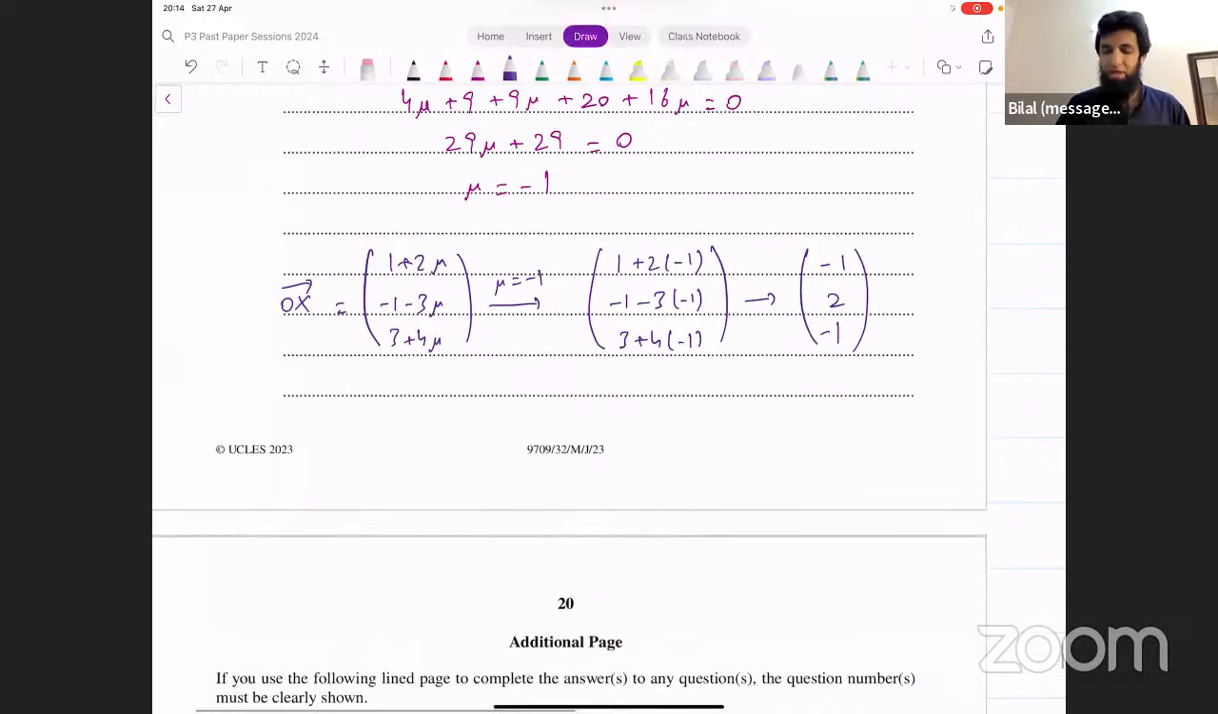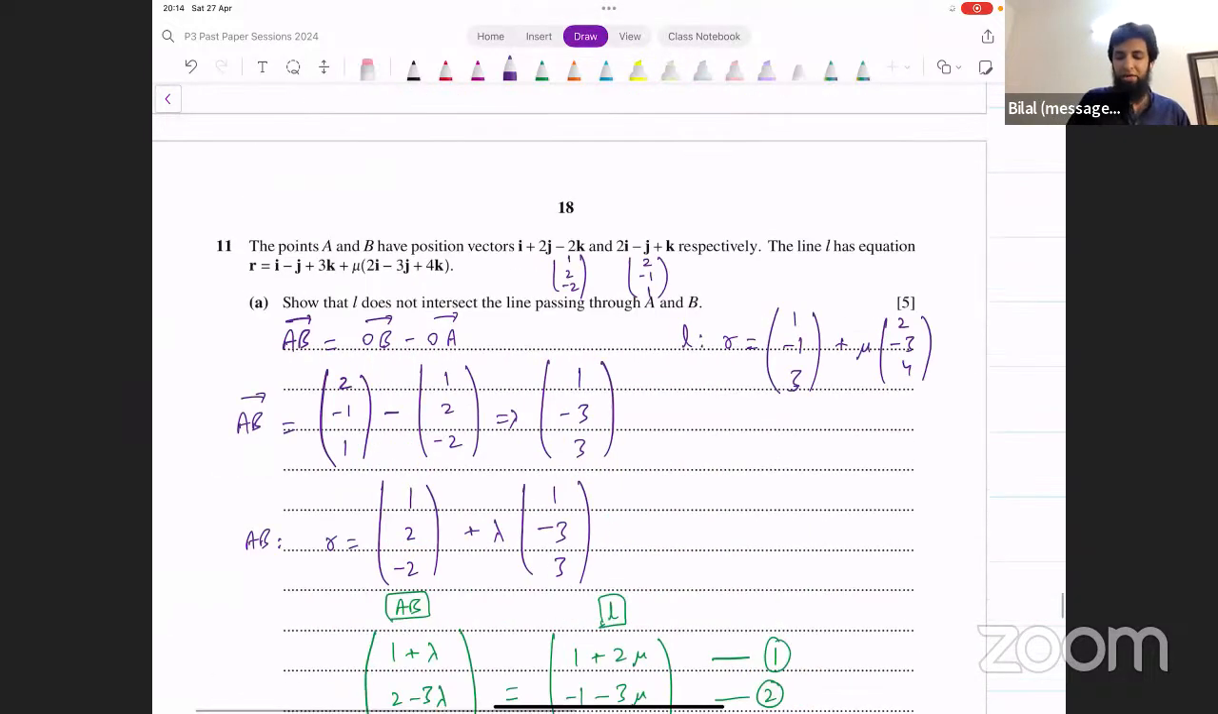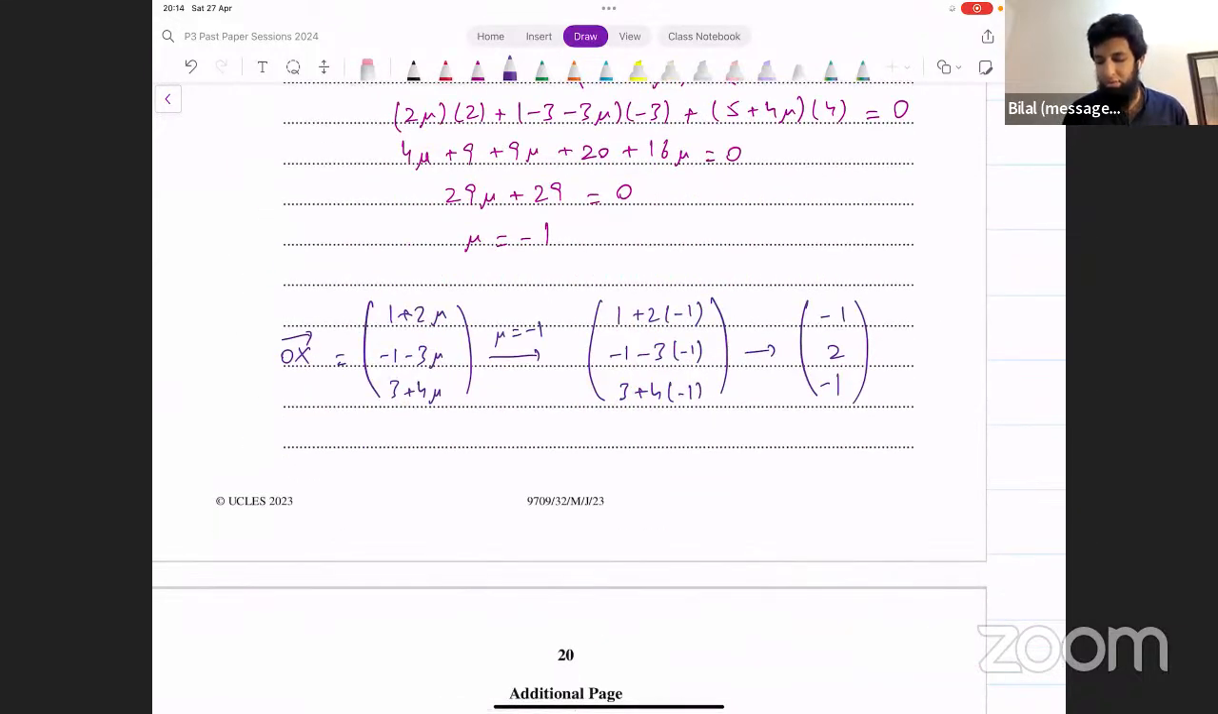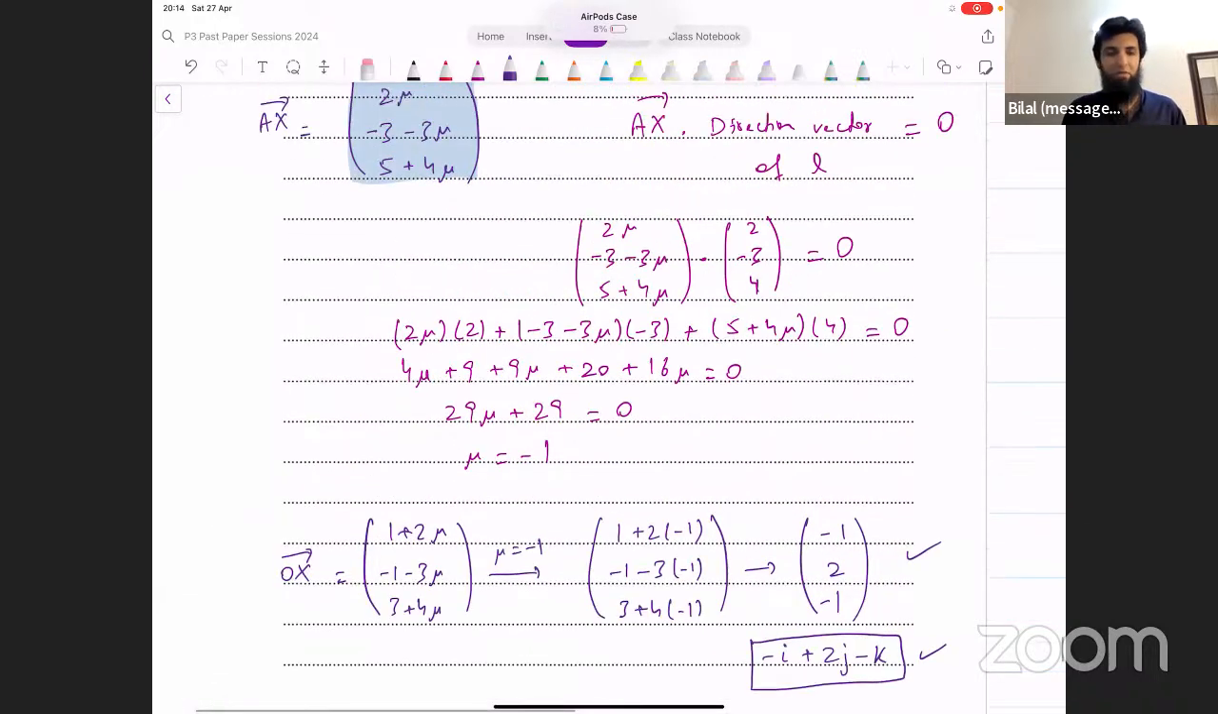That's the position vector. Now, since in the question they have used IJK form, it's better to write it in that form. It's not necessary though. You can also write it as minus i plus 2j minus k, and that's the final answer. You can leave it like this or like this. Both are acceptable. That's the position vector of the foot of the perpendicular. And that's what we were looking for.